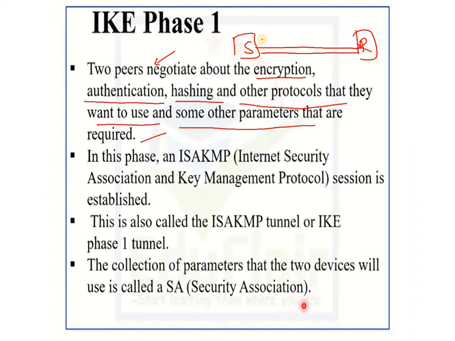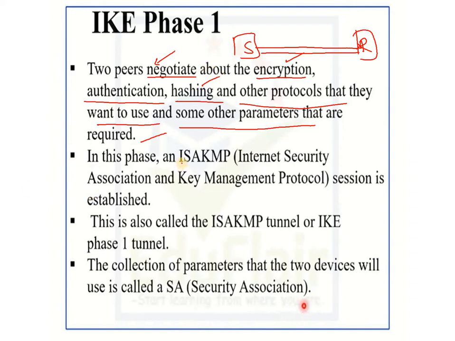In the first phase itself, they negotiate. They negotiate means they exchange all this information: what encryption algorithm they are using, what authentication algorithm, what type of hashing, and other protocols and parameters which are required for secure communication. All this is negotiated between the two peers.